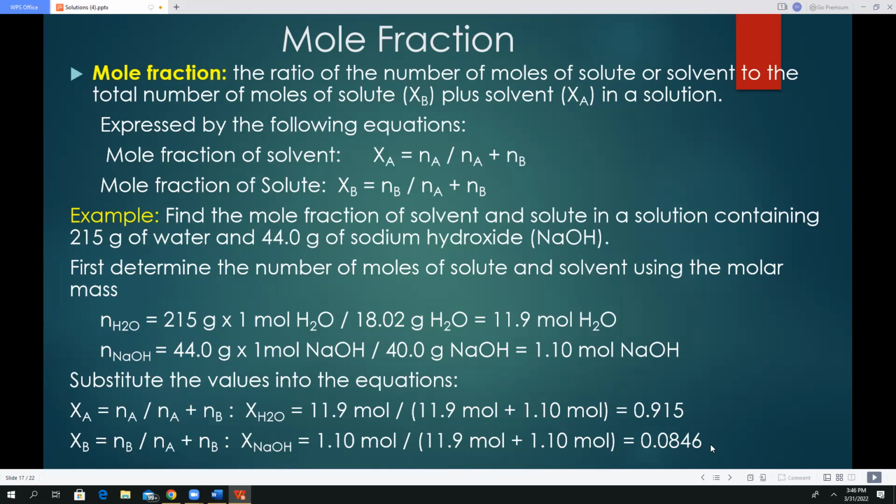So obviously, the total amount should be 1, right? If you actually add those two mole fractions, it should equal 1. That's part of what some of the problems are going to be like. So we got 0.915 plus 0.0846, which is equal to 0.999996. So yes, definitely 1, right?